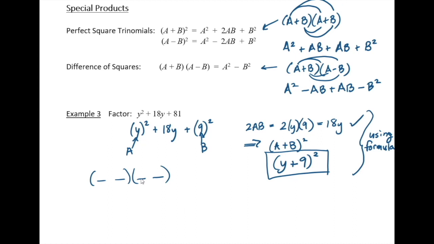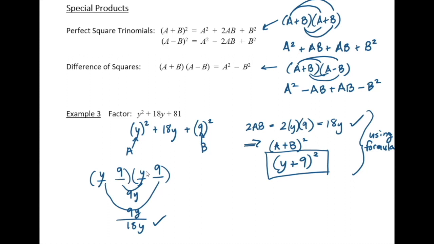So here in the first positions of the binomials, I'll put the factors y times y. And in the last positions, I'll put the factors 9 times 9 from the last term here in the trinomial. And now checking the product of the inner terms and the product of the outer terms, you can see that we get 9y plus 9y equals 18y. And that's the middle term that we need here. So now we're done factoring.